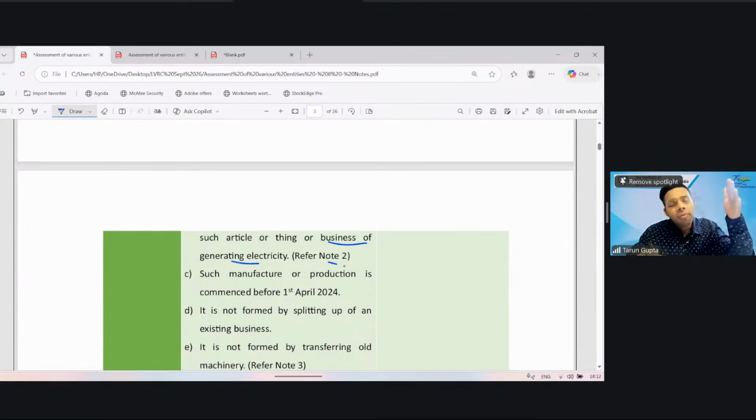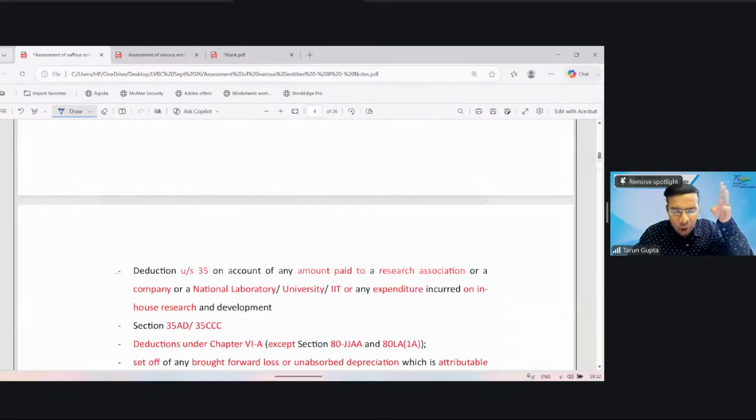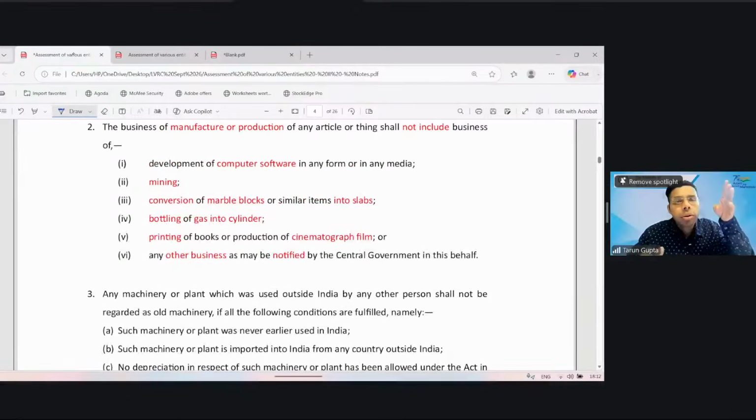Note 2 says that the following 5 activities are not considered as manufacture or production of an article. One is development of computer software, then mining, then conversion of marble into slabs, then printing of books, and then the fourth one is bottling of gas into cylinders, and lastly any other business as may be notified by the Central Government.